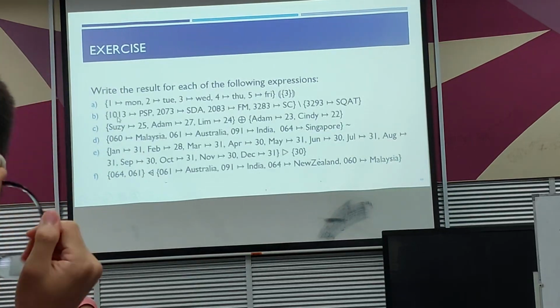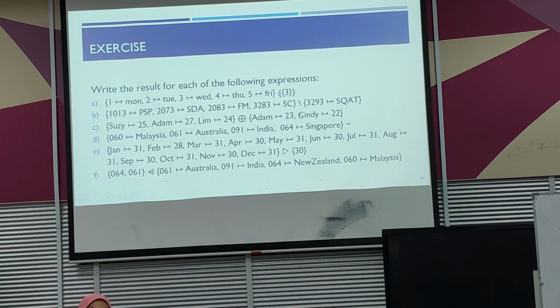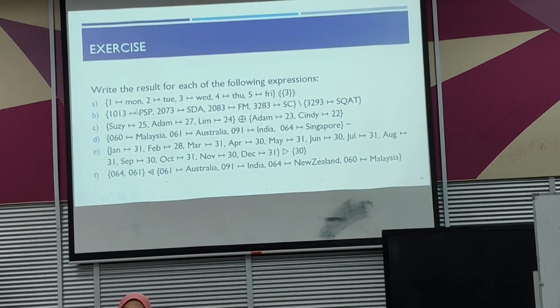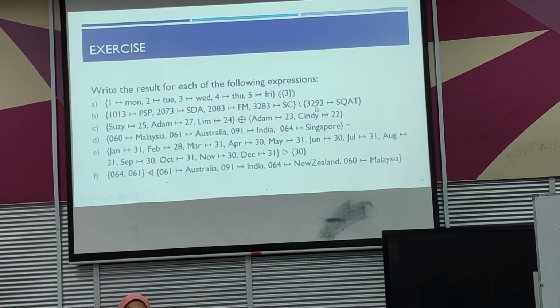Okay, how about this one, B? This is the normal backslash that you have learned before. But because this is a pair of data, do we have this inside here or not? No. So what is the output for this one?